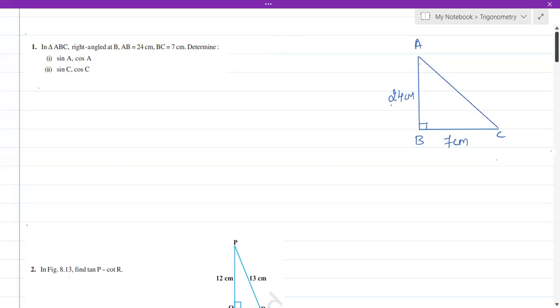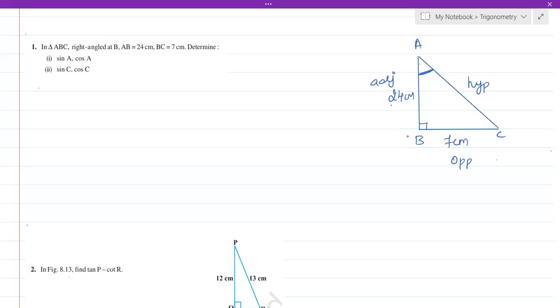Sine A, see, usually we write sine theta, isn't it? So instead of theta, we have got capital A here, which means the angle under consideration is at A. Now, which becomes the opposite side? BC becomes the opposite side. Opposite to 90 degree becomes the hypotenuse, and the remaining left out will become the adjacent side.